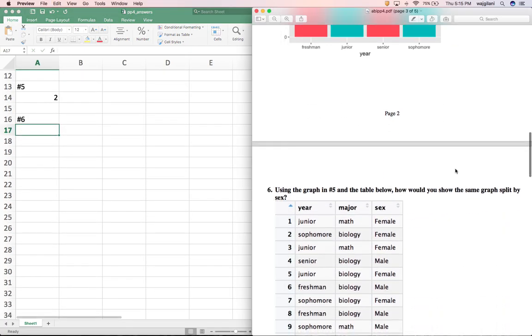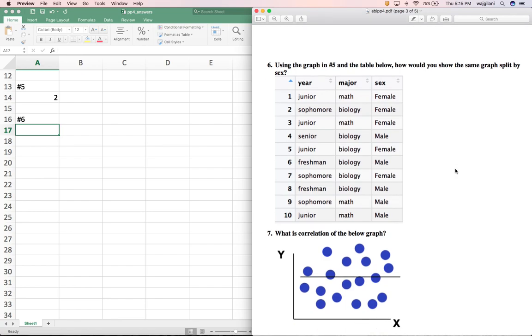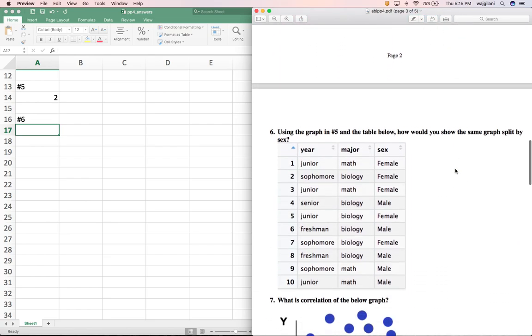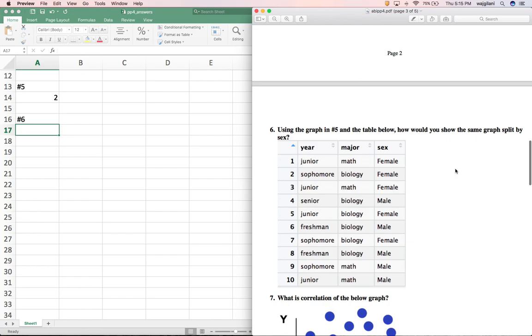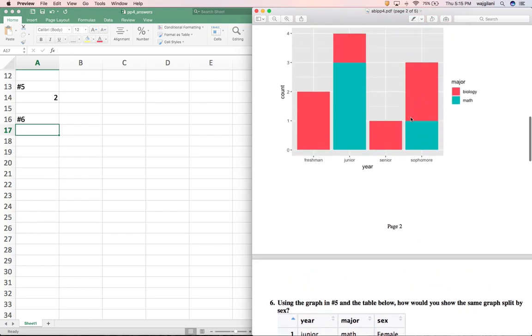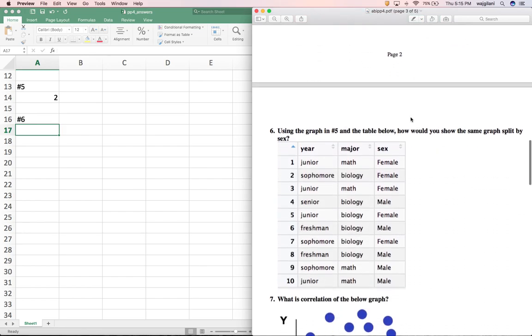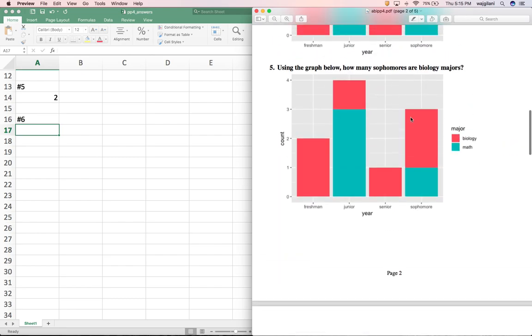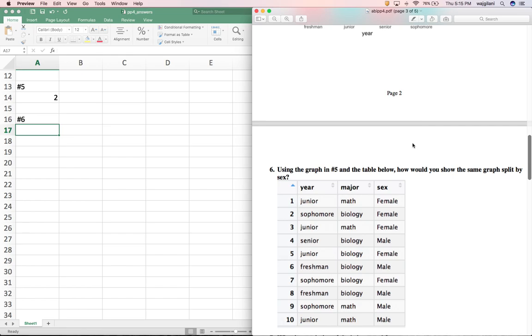All right, number 6. Using the graph number 5 and the table below, how would you show the same graph split by sex? How would you show the same graph, this one, split by sex? All right, so what am I getting at? facet_wrap. Remember when we did that? facet_wrap. So here you would have 2 graphs side by side, one for the males, one for the females. And so how would we do that?